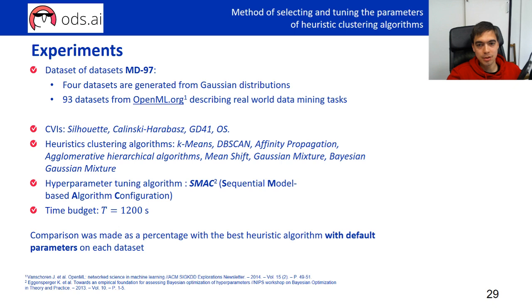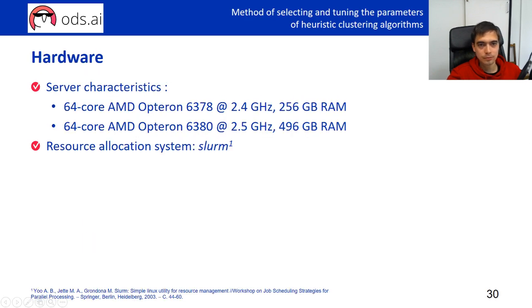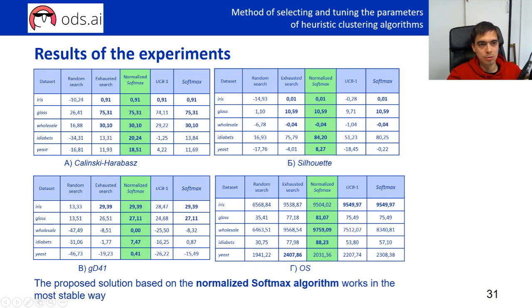The algorithm implementing the proposed method was compared, as a percentage, with the best heuristic algorithm with the default parameters on each dataset. Here the slide shows the hardware configuration. We'll omit its description in order to save our time. Okay, so the results of our experiments are on this slide, part of the results on some datasets.